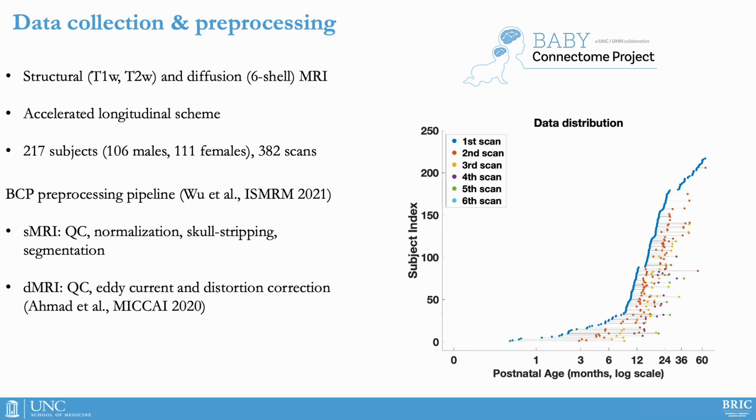We use the structural and diffusion data from the Baby Connectome Project. Briefly, the data were acquired using an accelerated longitudinal scheme. T1 weighted and T2 weighted images have 0.8 mm isotropic resolution, while diffusion data have 6 shells with a total of 151 volumes, at 1.5 mm isotropic resolution. We use the BCP preprocessing pipeline, including QC, skull stripping, eddy current, and distortion correction. After QC, we use a total of 382 scans from 217 subjects.